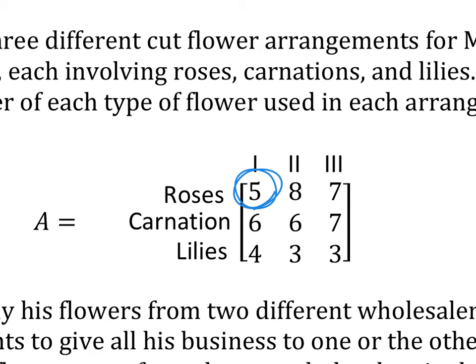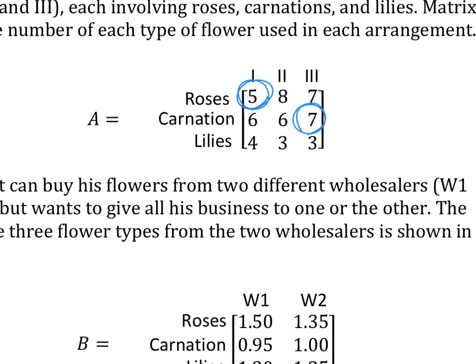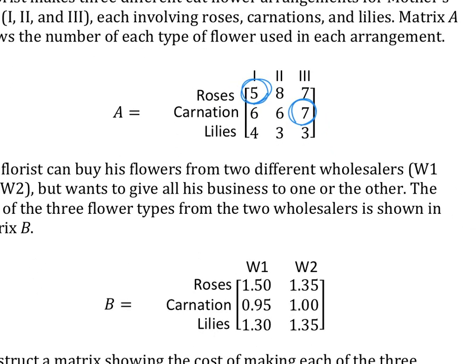Yes. Okay, so this is a word problem which requires that you really, really understand what this matrix means. 5 means there are 5 roses in arrangement 1. Okay, so then what does this 7 mean then? 7 carnations in arrangement 3. Correct. 7 carnations in arrangement 3. All right, so now the next part. The florist can buy his flowers from 2 different wholesalers, W1 and W2, but wants to give all his business to one or the other. The cost of the 3 flower types from the 2 wholesalers is shown in matrix B.